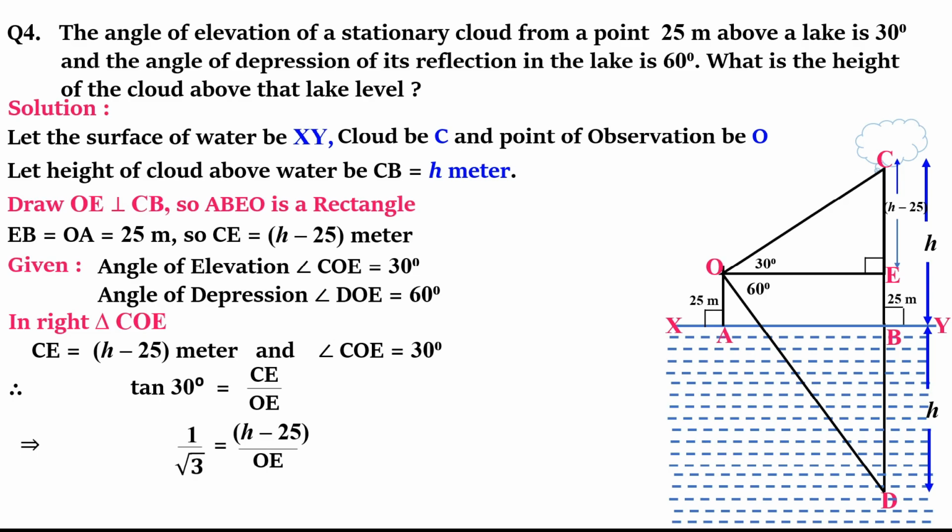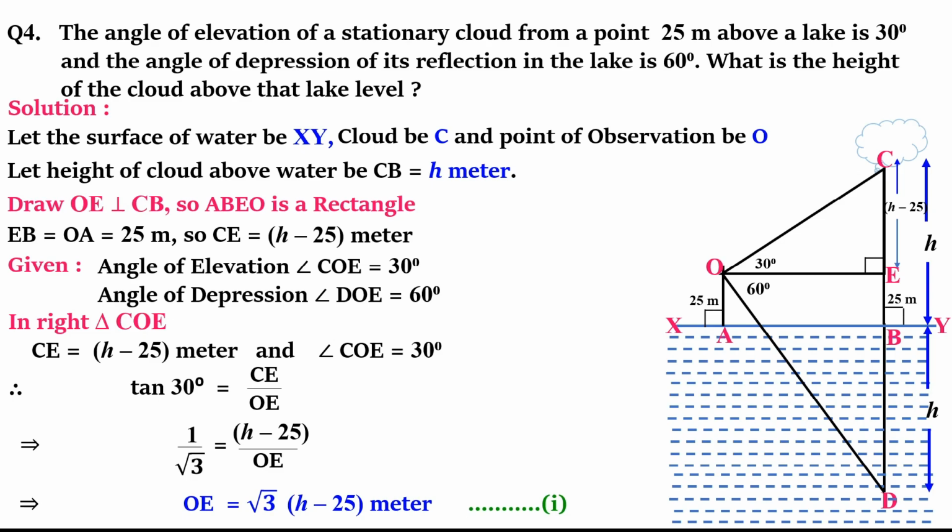First of all, we'll substitute the values. Tan 30 is a standard angle. We'll substitute its known value. CE is h minus 25. OE is unknown, so we will frame an equation for OE. OE comes out to be root 3 into h minus 25 meter. Let's mark this as equation 1 and keep it.